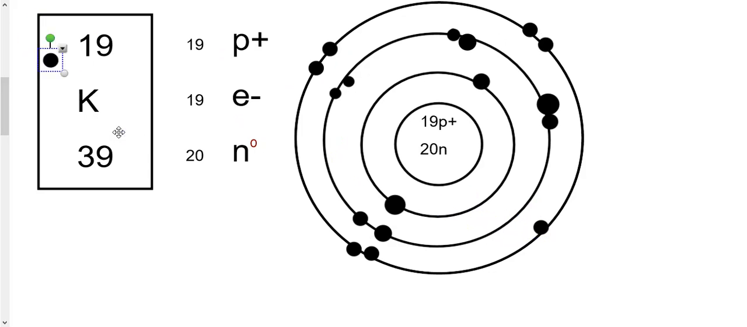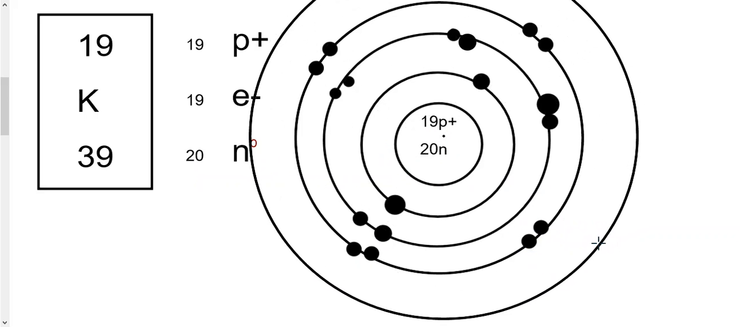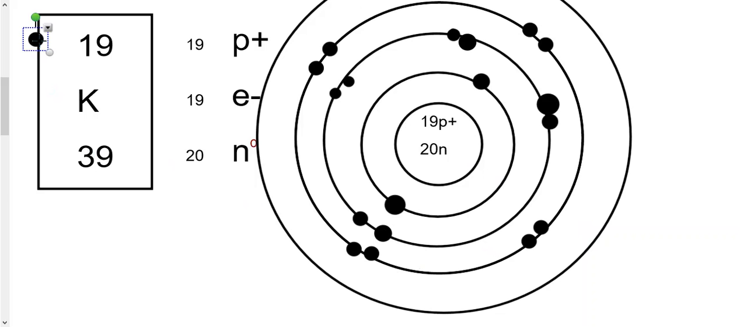Now, am I finished? Not quite. All right, that's 2 and 8, which is 10, and 8, which is 18. So I need one final shell for that final electron. And there we go. And then I'm going to drag that final electron right there on that outer shell. And this would be an example of one atom of potassium.